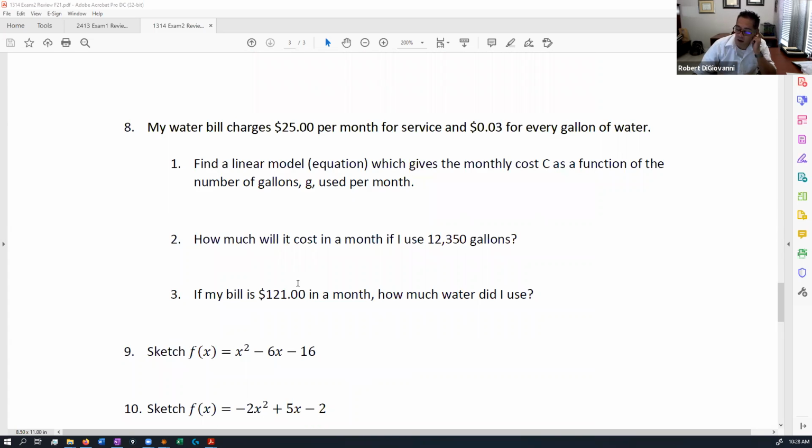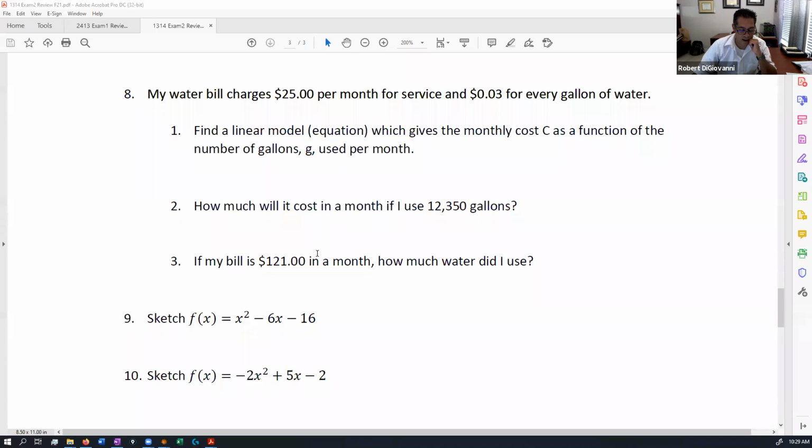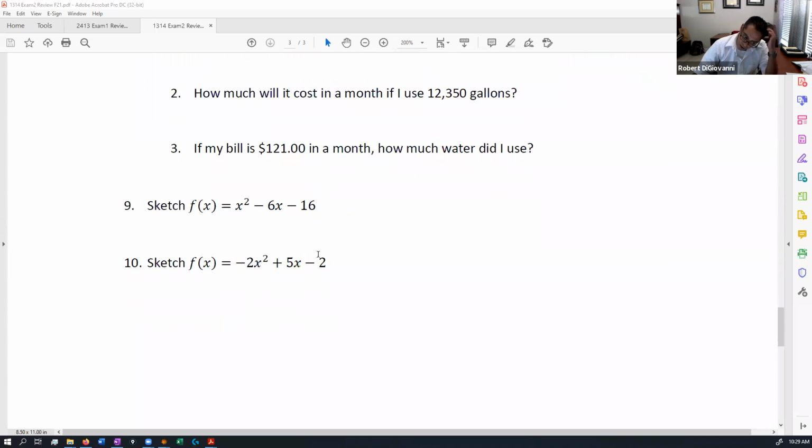8 is going to be a word problem. Okay, so my water bill charges $25 a month for services and 3 cents for every gallon of water used. Answer these questions. Come up with an equation, then answer the questions. Again, we did this, all right? And then the last 2 are sketching.